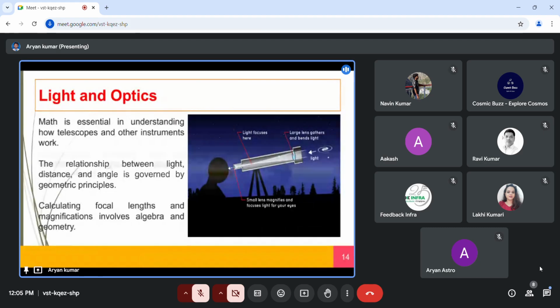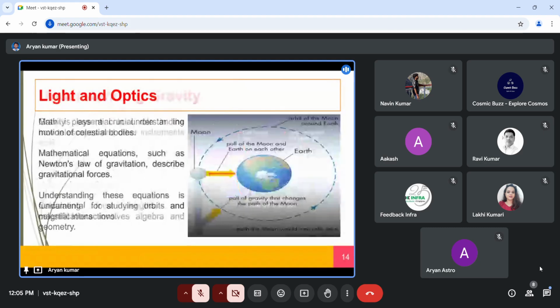We were on the topic of understanding gravity. Gravity plays a crucial role in the motion of celestial bodies. Mathematical equations such as Newton's laws of gravitation describe gravitational forces. Understanding these equations is fundamental for studying orbits and celestial interactions. As you can see, these two are pulling on each other. The pull of gravity changes the path of the moon, but in reality it is just wobbly.